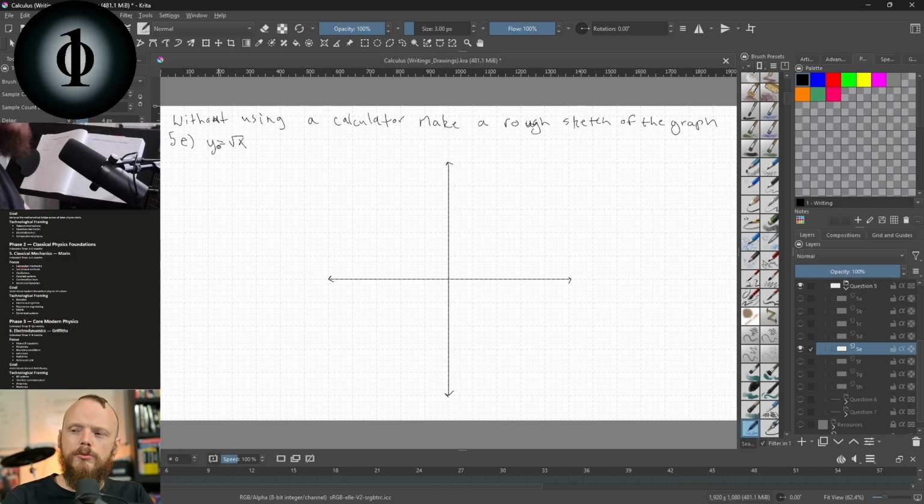How does the square root graph look? Isn't it something like... I don't know, let's plot some points. So immediately we see a 0, 0. And then when it's negative, you can't be negative. So there are no negative values here because they're not real. You can't plot an unreal number.